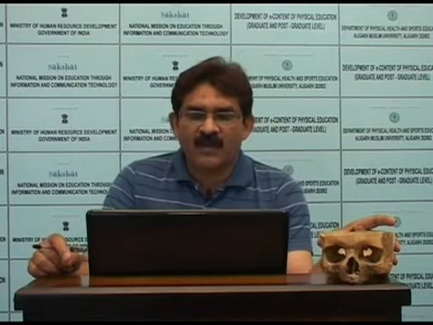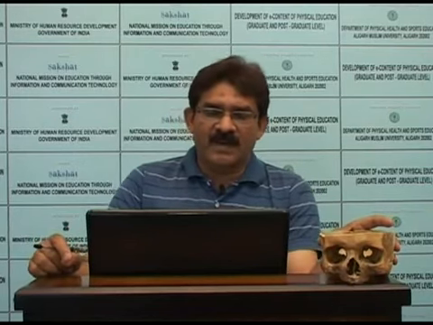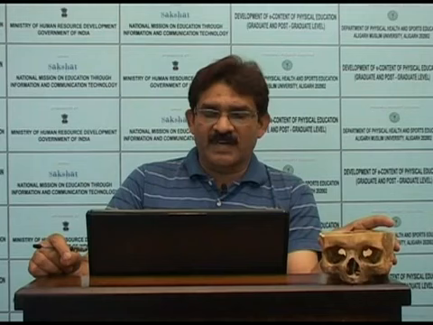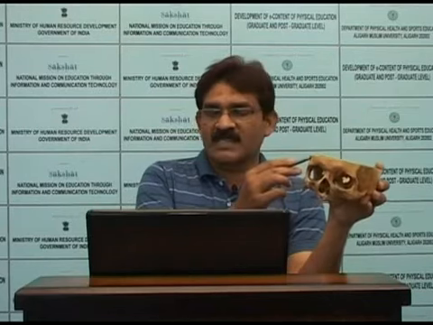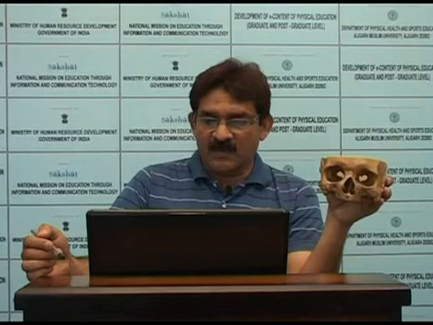Cheek bones form a portion of the lateral walls of the orbit. The frontal process of the zygomatic bones articulates with the frontal bones. The temporal process, this is the temporal side, of the zygomatic bones articulates with the temporal bones.